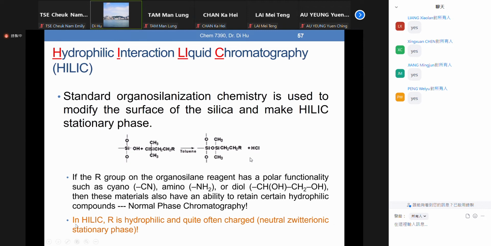Well, for HILIC, the functional group on the stationary phase is quite hydrophilic and quite often charged. It can be positively charged, negatively charged, or even zwitterionic. That means it includes both positive and negative ions on the stationary phase, and overall it's neutral.